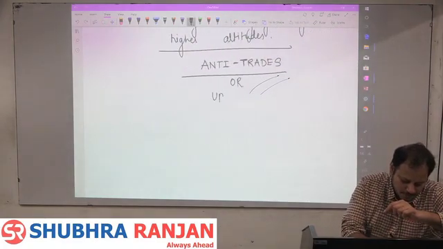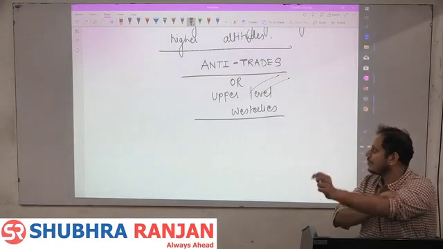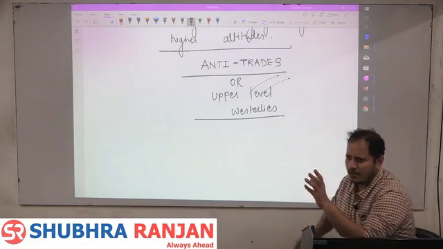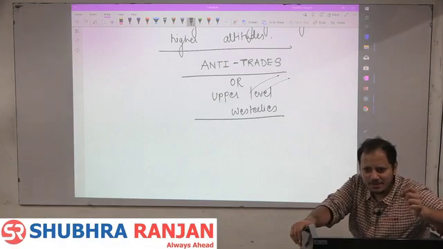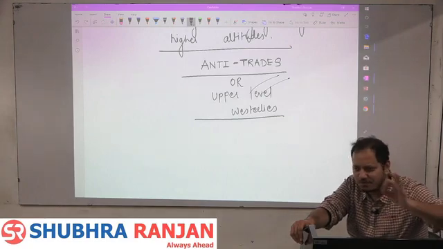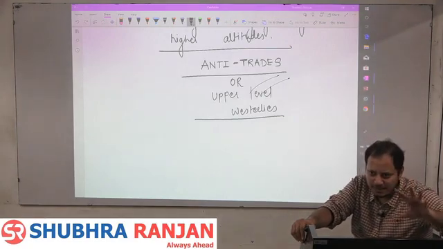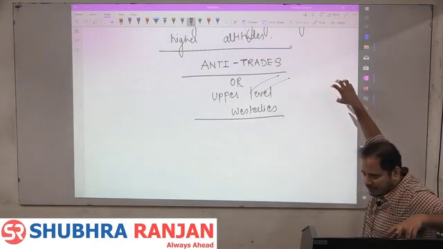So, anti-trades are also known by a different name, as upper air or upper level westerlies. Upper level westerlies. Aur thoda dimag lagao. Yehi upper level westerly bahut jyada ghumega. It becomes the subtropical westerly jet stream. Jet stream always flows from west to east. Jinka GS hua hai, at least they will be able to understand. Subtropical westerly jet stream. It starts as upper level westerlies. Getting it?